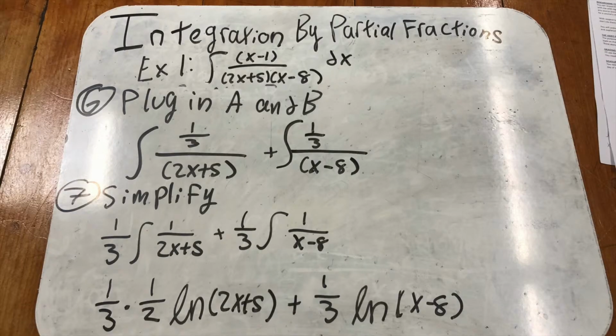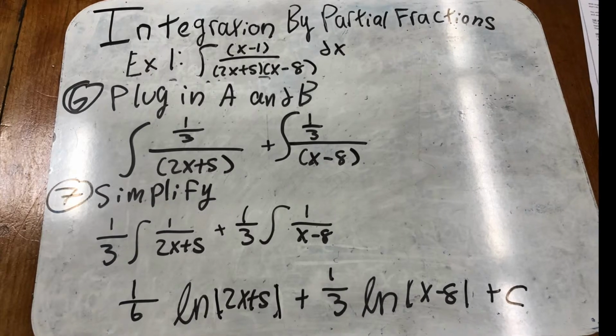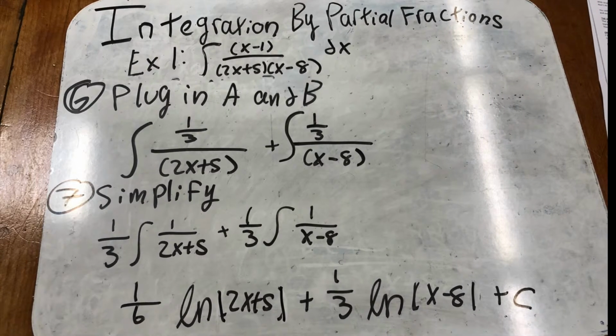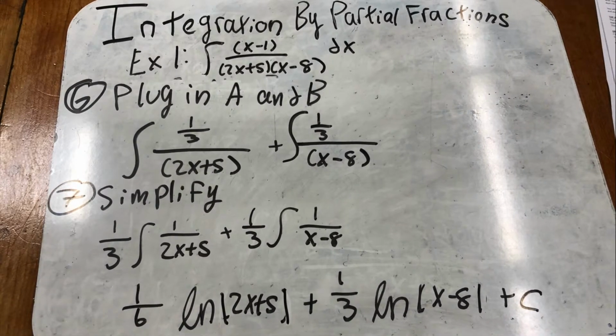Next, you will plug in your a and b into the original fractions we had. So you basically have the integral of 1/3 over 2x plus 5, which originally was a over 2x plus 5, plus the integral of 1/3 over x minus 8, which is equal to b over x minus 8. From there, you simplify, so you can take the 1/3 out of both of the integrals and then solve as you normally would to get your final answer of 1/6 natural log of 2x plus 5 plus 1/3 natural log of x minus 8 plus c.